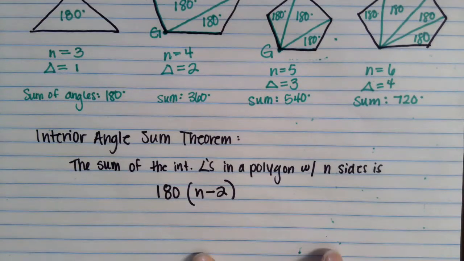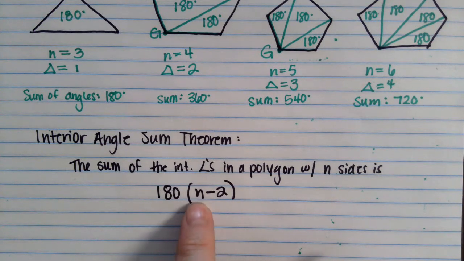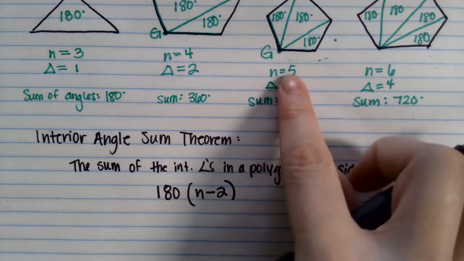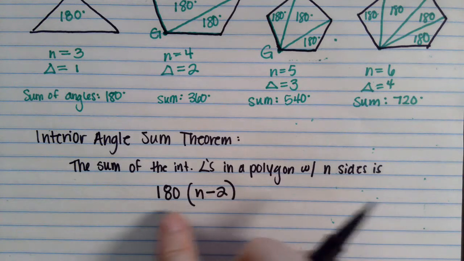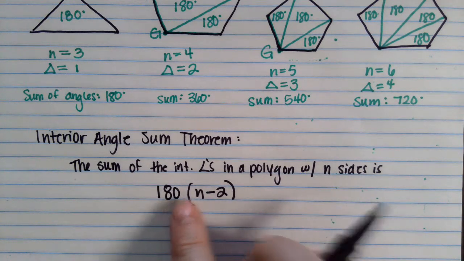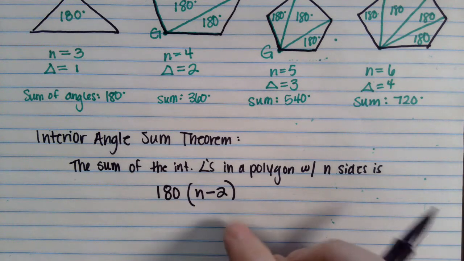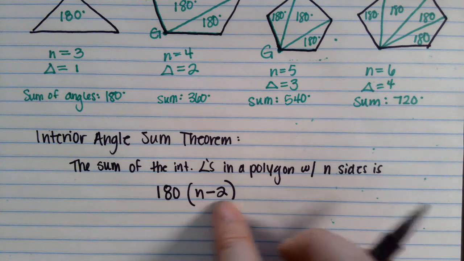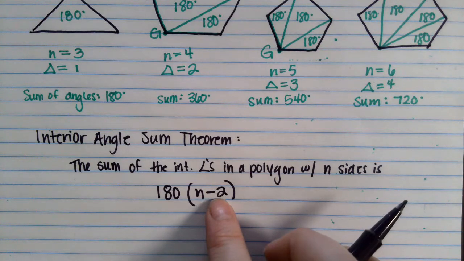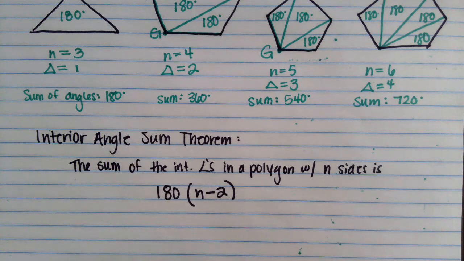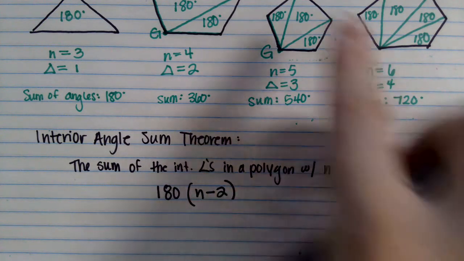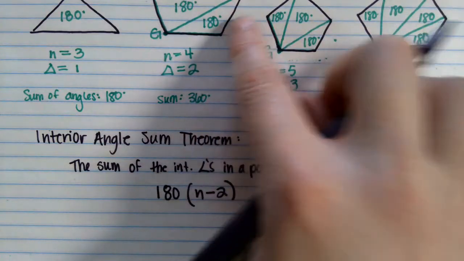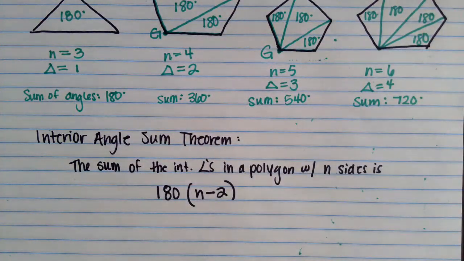So we have 2 fewer triangles than the number of sides, and all triangles are 180. So you can just multiply 180 times 2 less than the number of sides. If I asked you for the angles in something with 100 sides, you would do 100 minus 2 and then multiply by 180. And if you forget that, you can draw this picture and see how many triangles you have instead of memorizing the formula.